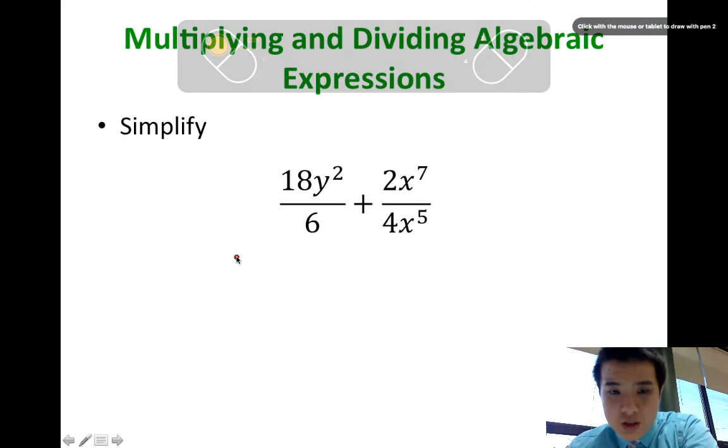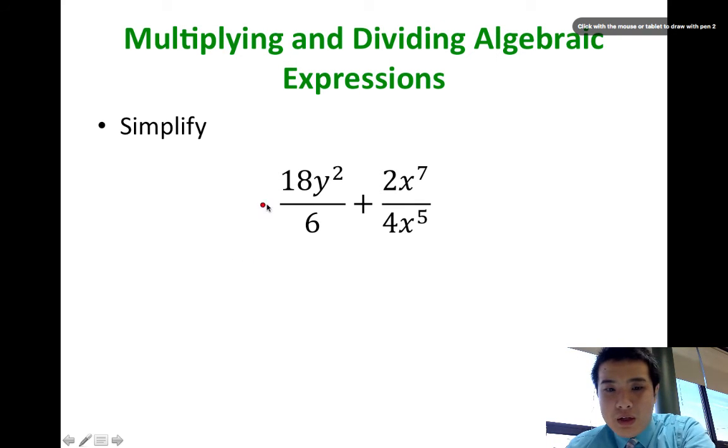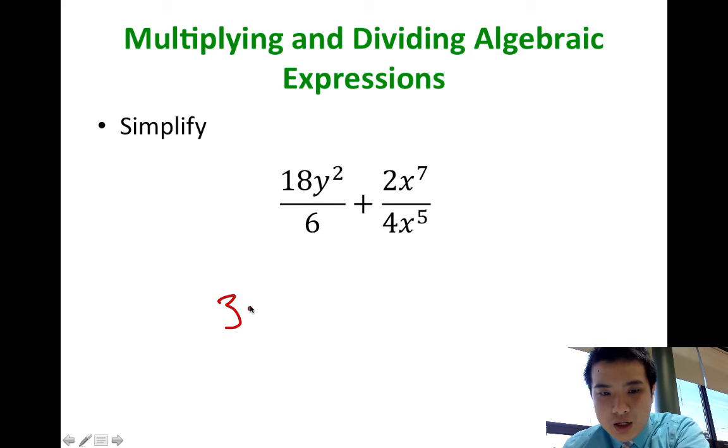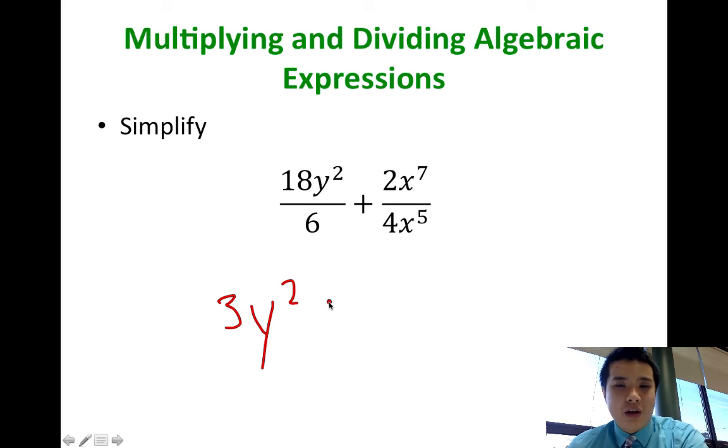Let's try this one together. Here we have 18y squared over 6. This doesn't have any variable parts, so we don't have to worry anything about it. So, all we have to do is 18 divided by 6, which is 3, and just keep the y squared. Over here we have 2 divided by 4. We can't do 2 divided by 4, but we can simplify that because they both have a common factor of 2.